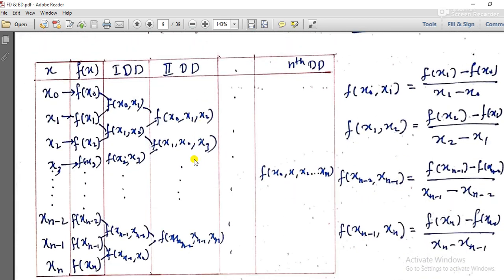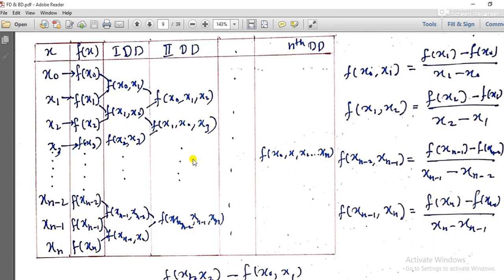Here also we have to prepare one table for the divided difference formula. The x values are x naught, x1, x2, x3 up to xn, and these are given values. Similarly, the y values, y is equal to f of x, are f of x naught, f of x1, f of x2, f of x3, and so on up to f of xn. These two columns are given, and next we have to find the first divided difference, second divided difference, third divided difference, like that.